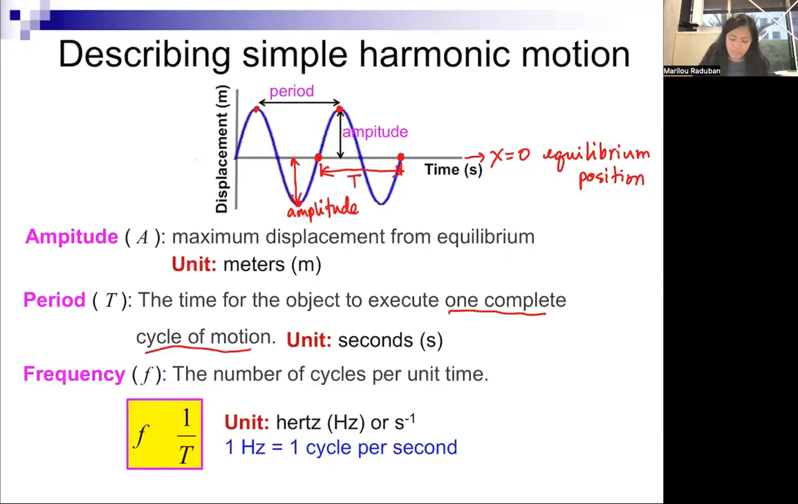Okay. And frequency is the number of cycles per unit time. It's defined as the inverse of the period. So frequency, we use the symbol small f, it's the inverse of the period that gives the frequency. It's the number of oscillations per second. Okay, and it's measured in cycles per second, which has a special term called the hertz. So frequency is hertz, but period, because period is time, it's measured in seconds. Okay, so period seconds, frequency hertz.